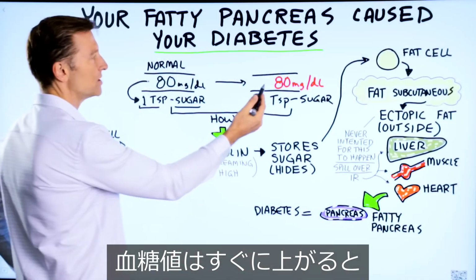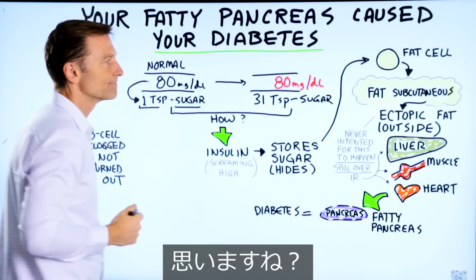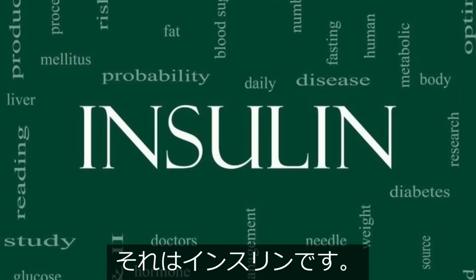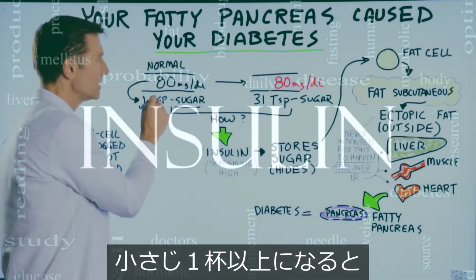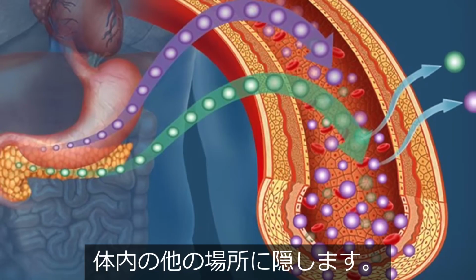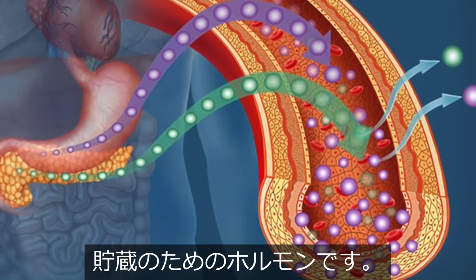You would think that this blood sugar would go up immediately, right? Well, it doesn't, because of this one thing. And the hormone is called insulin. Anything more than 1 teaspoon out of the blood, and it hides it in other places in the body. It's basically a storage hormone.